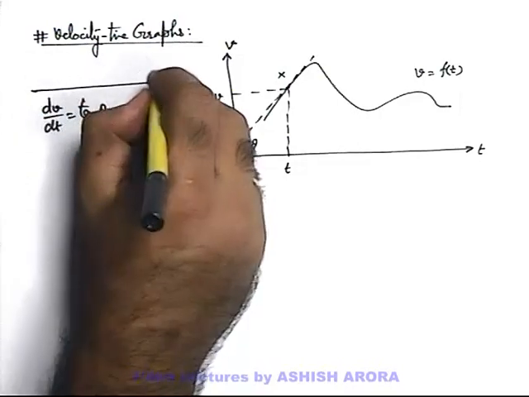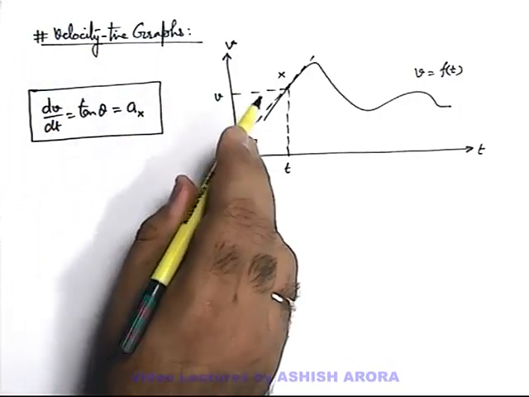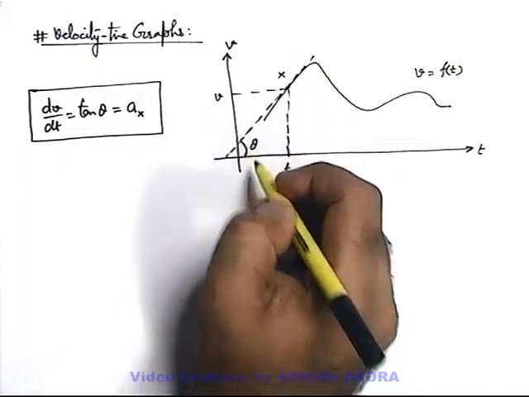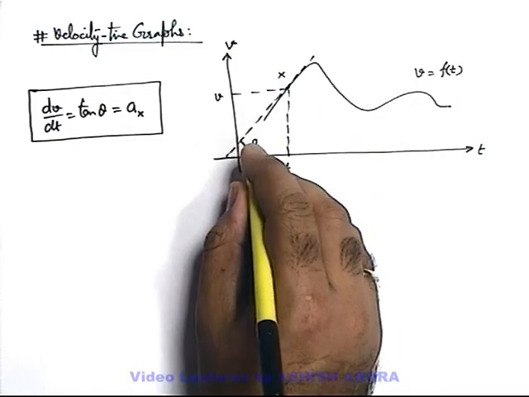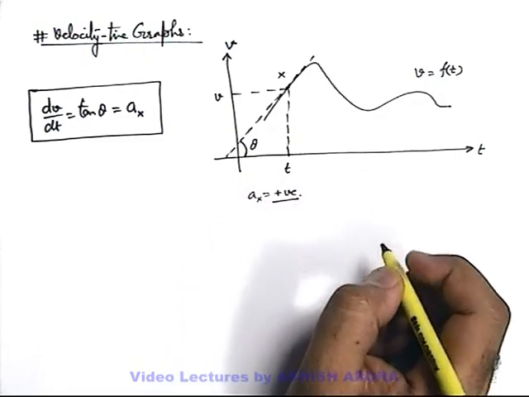And here the slope is giving us the acceleration of the particle at the position x. So always remember that the slope of a velocity time graph gives us the instantaneous acceleration. And if the slope is positive, like here you can see acceleration at point x is tan theta and theta is an acute angle, this can be taken as positive acceleration.